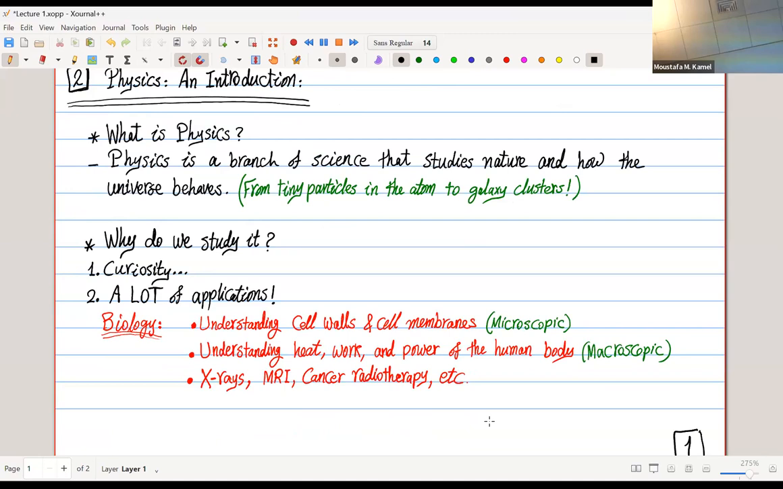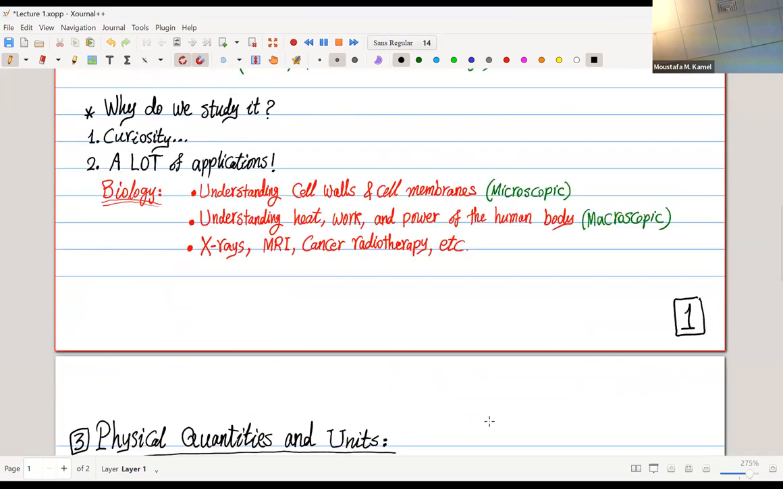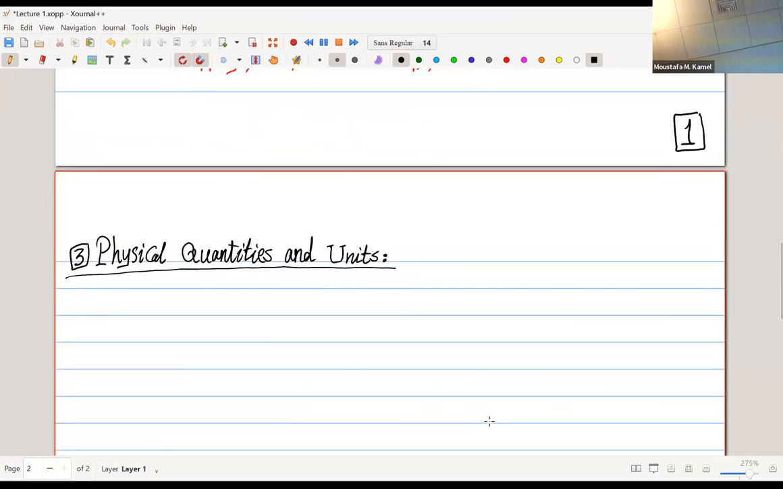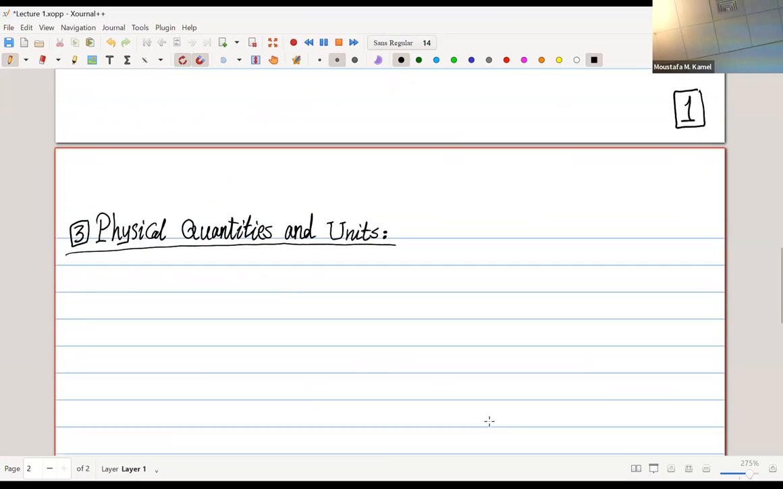And if you think about X-rays, MRI in the diagnostics, and cancer radiotherapy, et cetera. Okay, so it has lots and lots of applications. This summarizes the motivation of why we do physics. Now we will move on to the next topic, which is physical quantities and units.